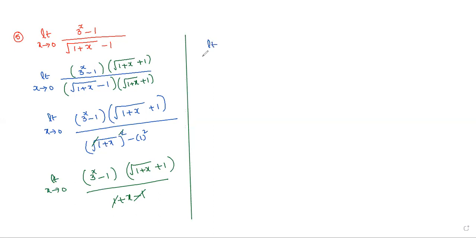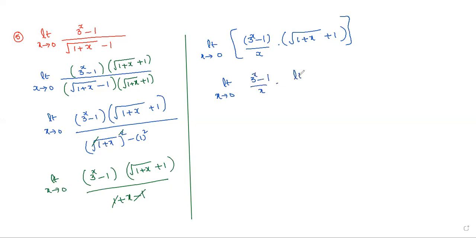Limit x tends to 0, (3^x − 1) by x into (root of 1 + x + 1). Limit applies on both sides: limit x tends to 0, two functions. (3^x − 1) by x, and limit x tends to 0, root of 1 + x + 1.